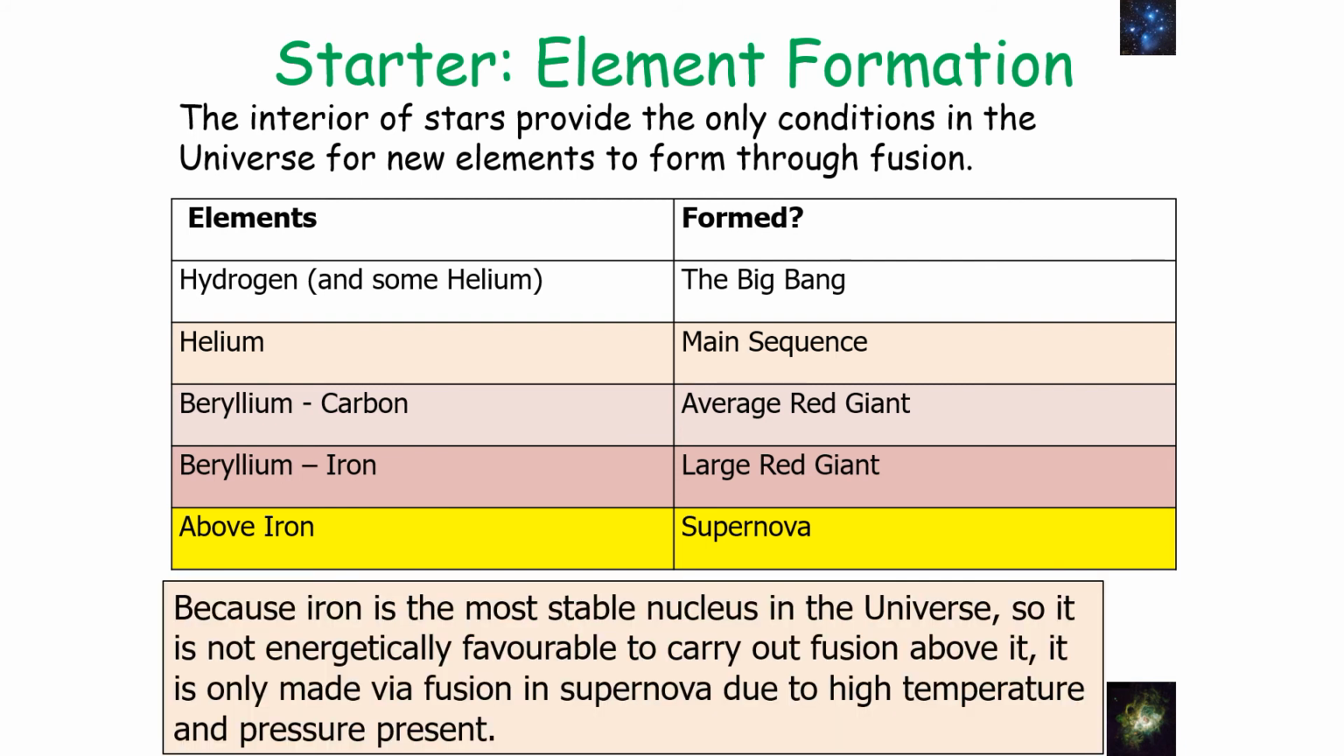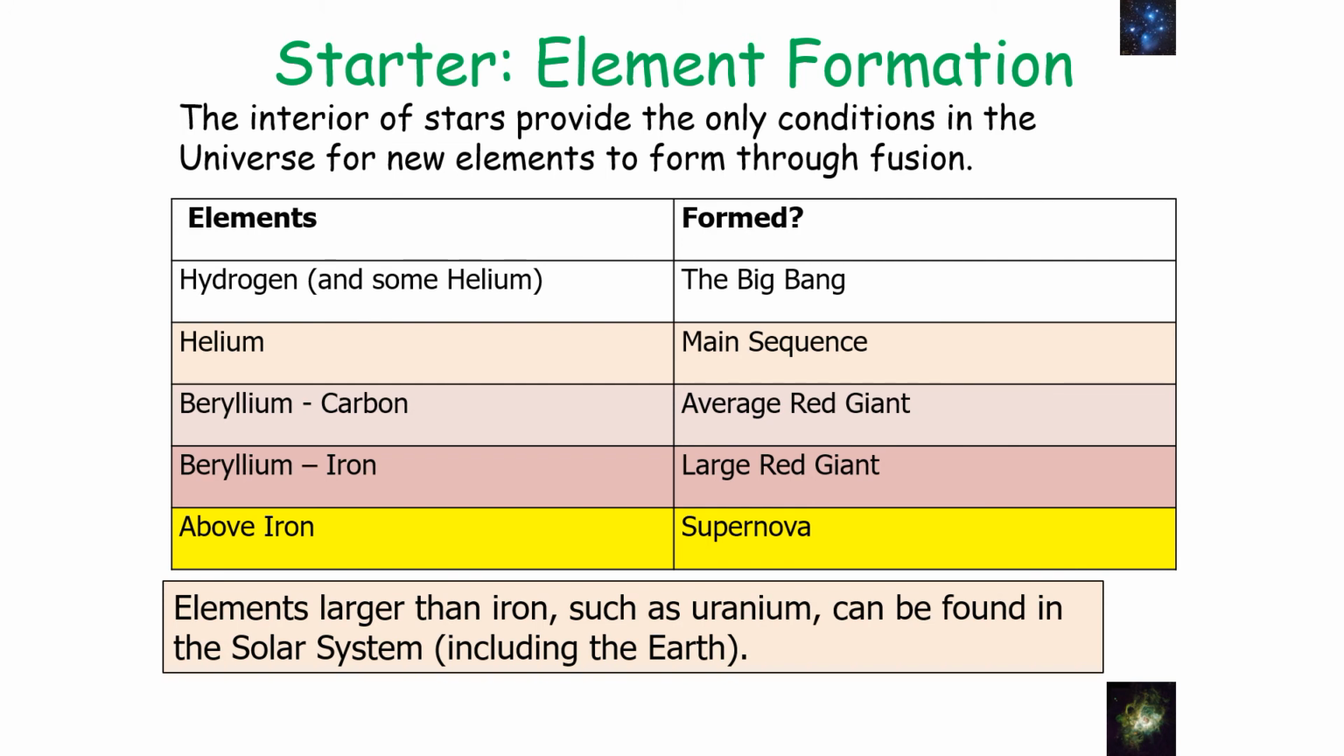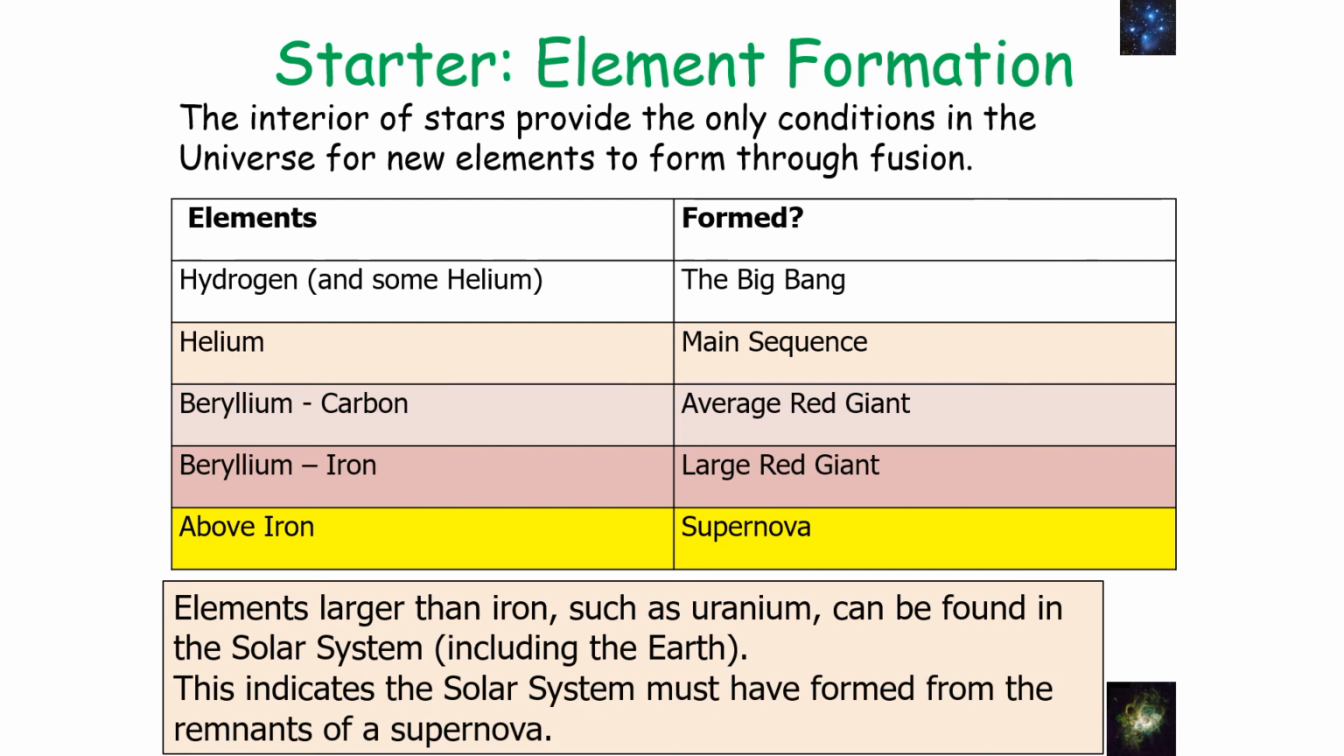Now, because iron is the most stable nucleus in the universe, it is not energetically favourable to carry out fusion above it, but it's only made via fusion in a supernova due to the high temperatures and pressures present. Elements larger than iron, such as uranium, can be found in the solar system, including Earth, which indicates to us that the solar system must have formed from the remnants of a supernova. So we are not in the first cycle of the life cycle of a star in our current solar system, more likely in the second cycle.